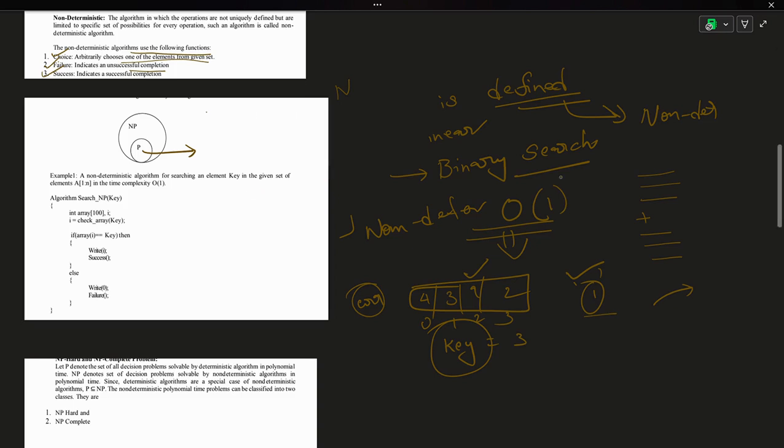From this diagram, we can easily conclude that P is a subset of or equal to NP. That is, at some point this P circle, or rather this P subclass, expands and becomes equal to NP. And this is what Cook's theorem states. We'll understand it later.